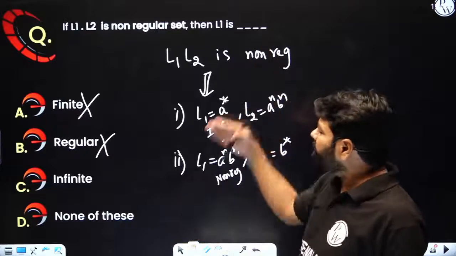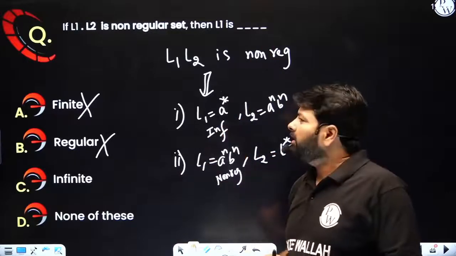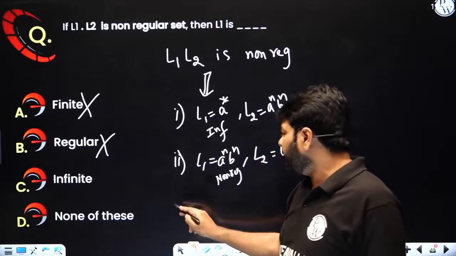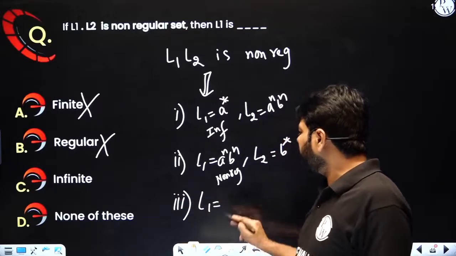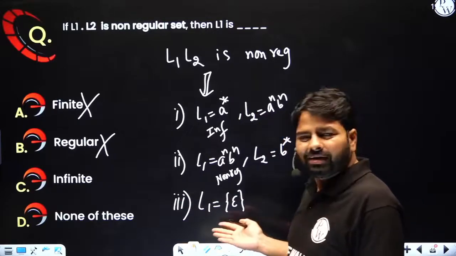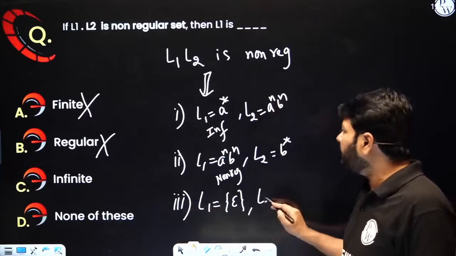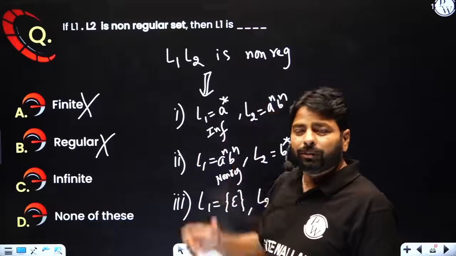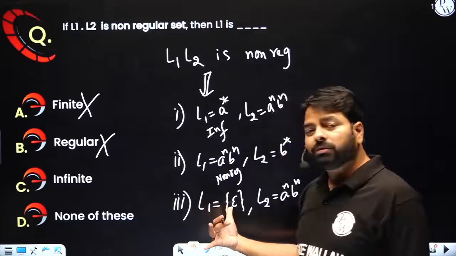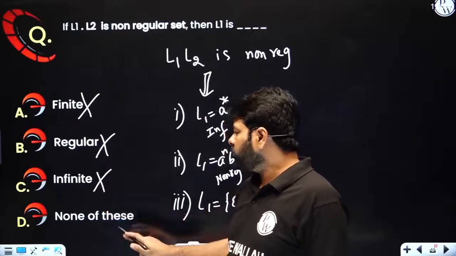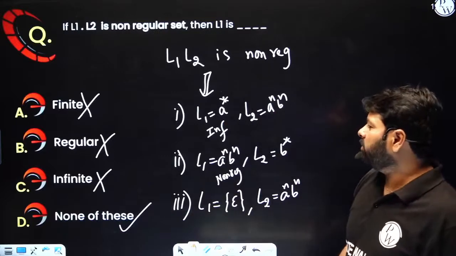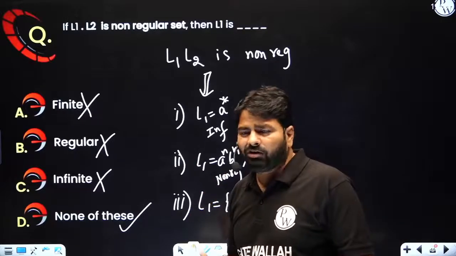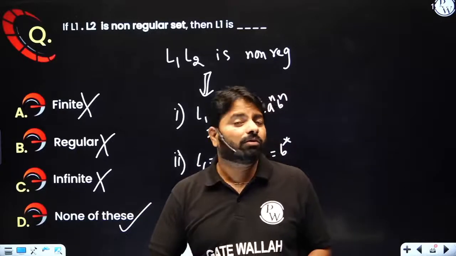Is L1 always infinite? Is there any case where I put L1 as finite, and still you get L1 L2 non-regular? Let me try. I'm just putting L1 is epsilon. Epsilon is finite, right? The language has only one string. L2 you can take anything like A power n, B power n. You got a non-regular? Yes, epsilon dot A power n, B power n is again A power n, B power n. So infinite is also wrong because sometimes it's possible to be finite. You will choose none of these. Do you assume L1 is always non-regular? No, we already have some examples which are regular. So L1 need not be finite, need not be regular, need not be infinite, need not be non-regular.